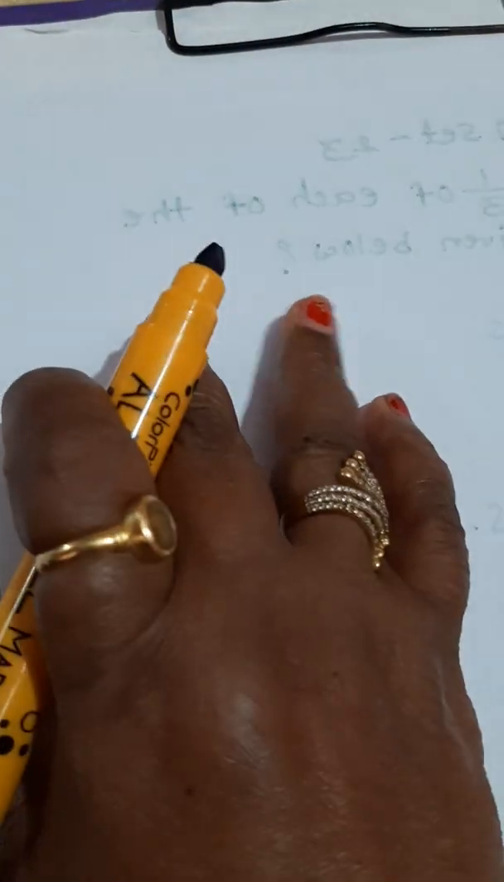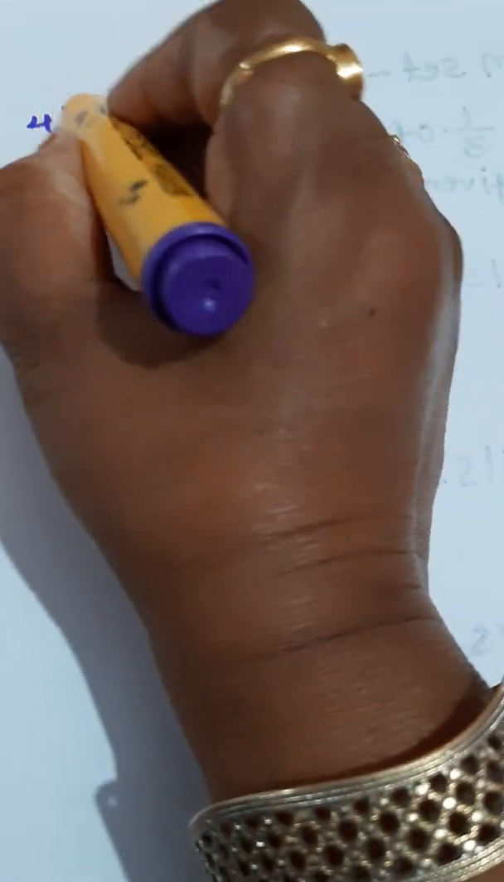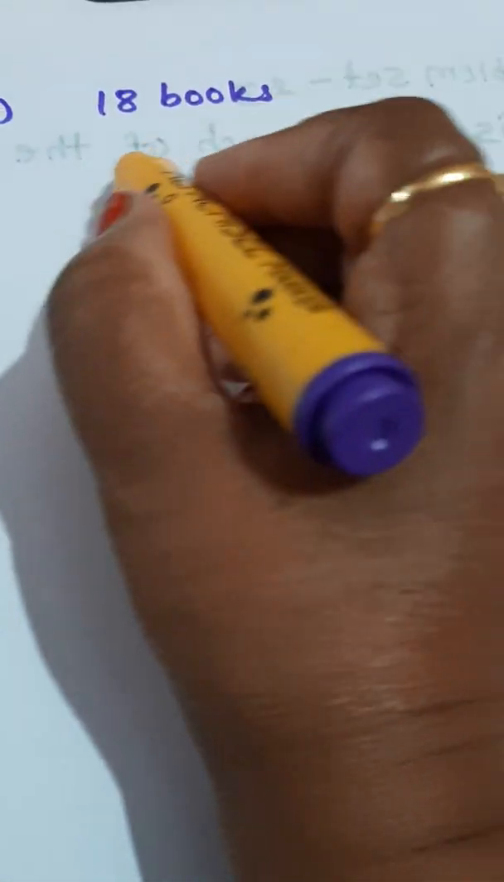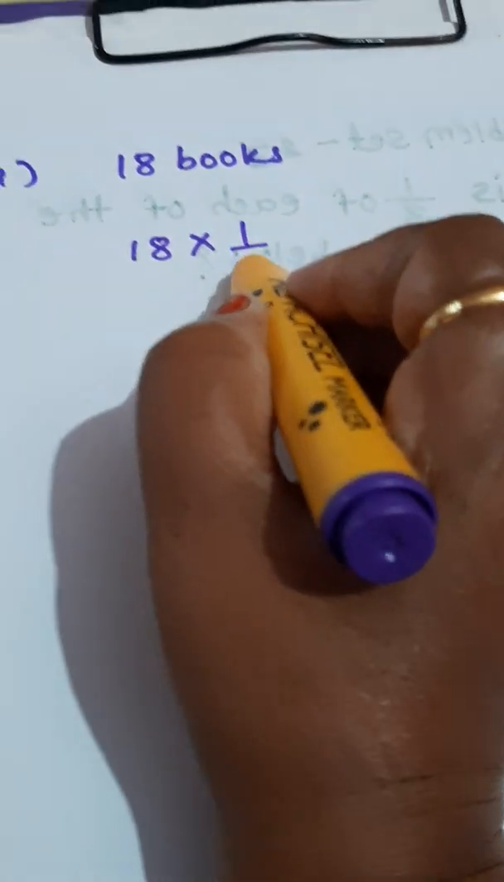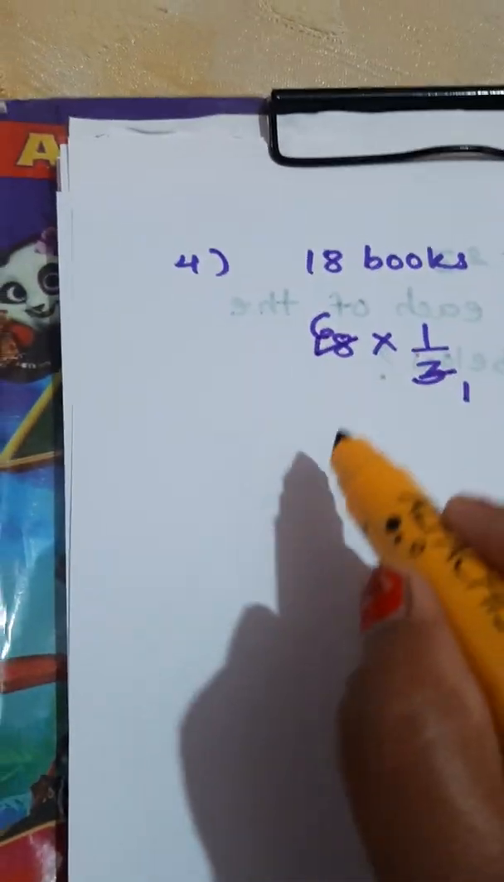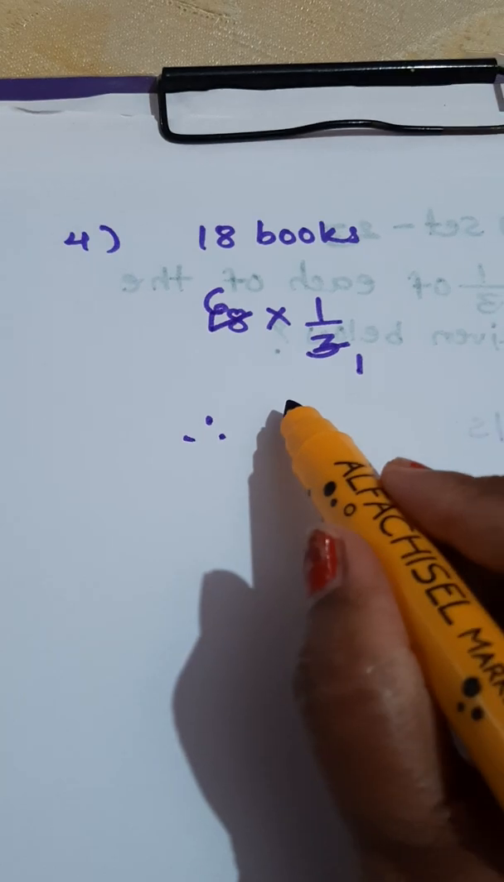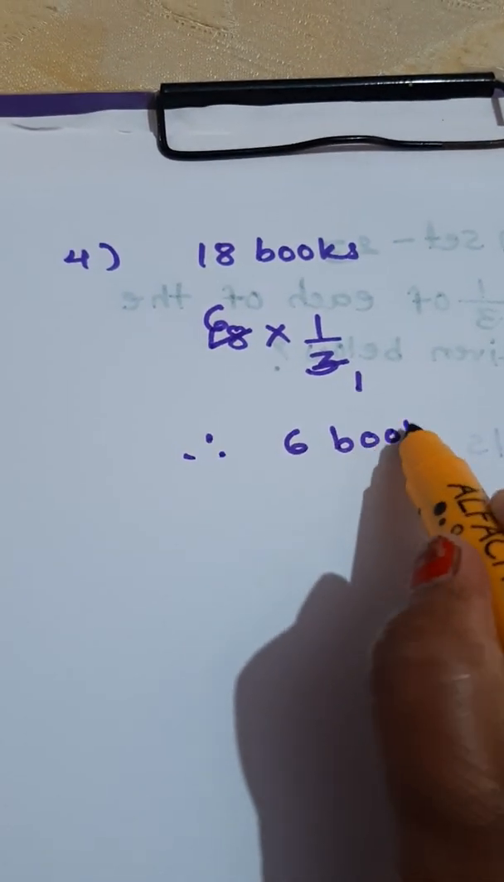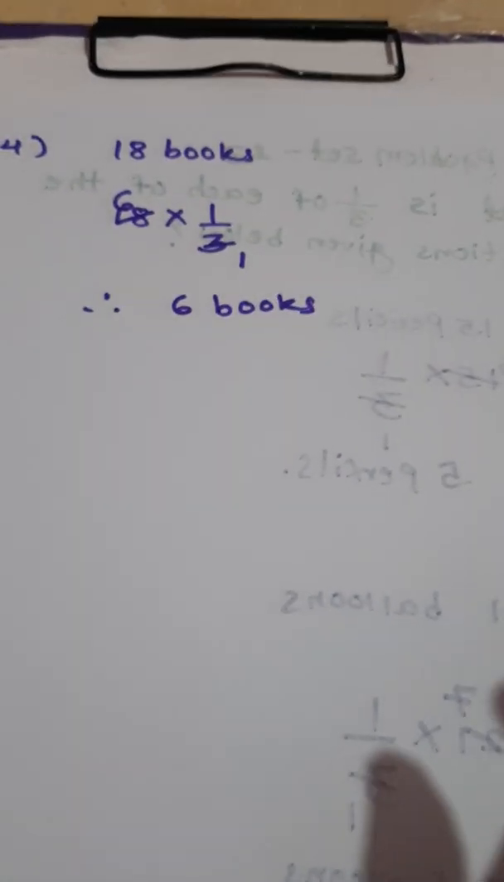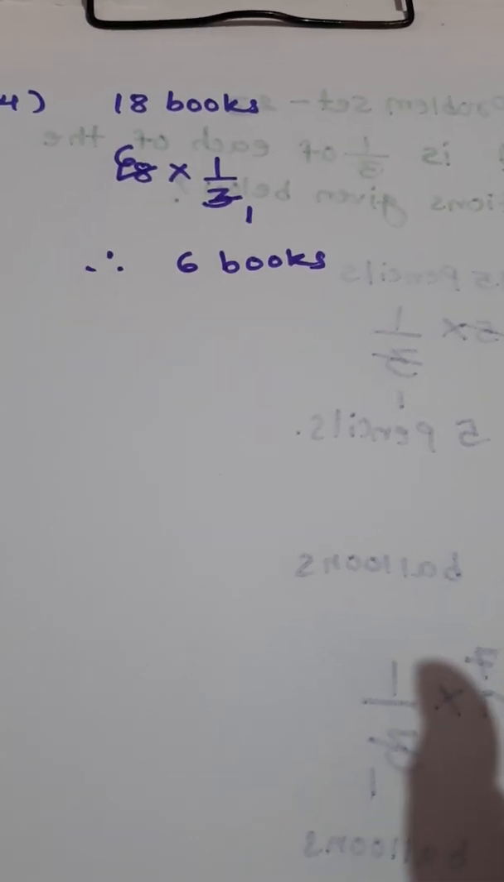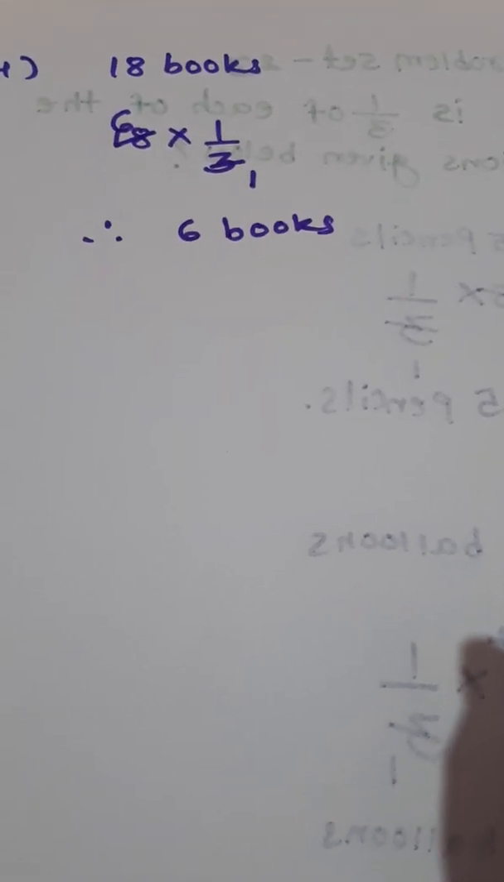Next example. What is 1/3 of 18 books? The same way you have to solve, 18 multiplied by 1/3. 3 ones are 3, 3 sixes are 18, 6 ones are 6. So 1/3 of 18 books is 6 books. If you arrange a bunch of 6 books 3 times, you will get 18 books. It means 1/3 of 18 books is 6 books.